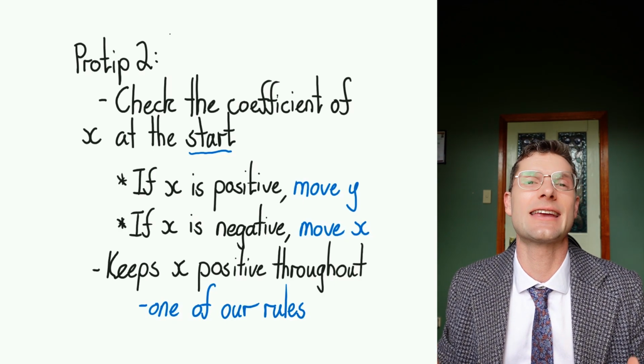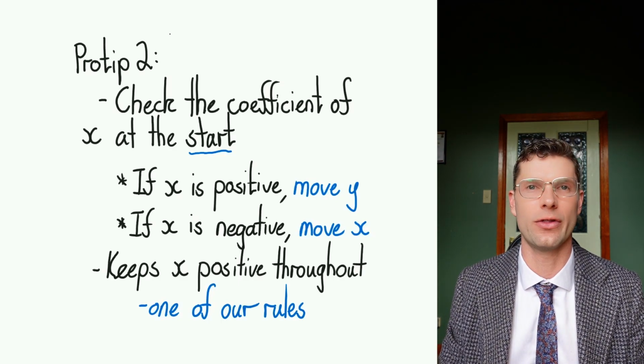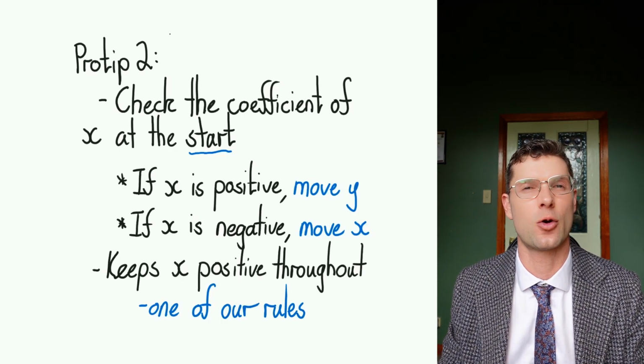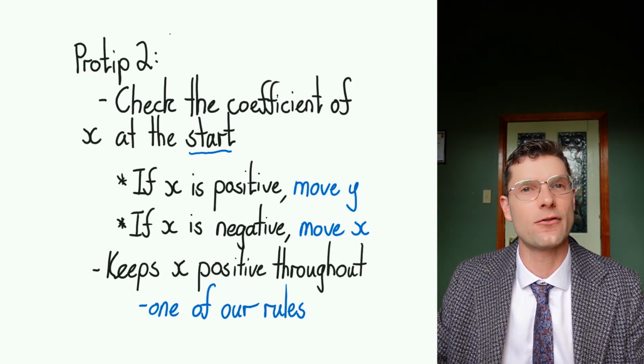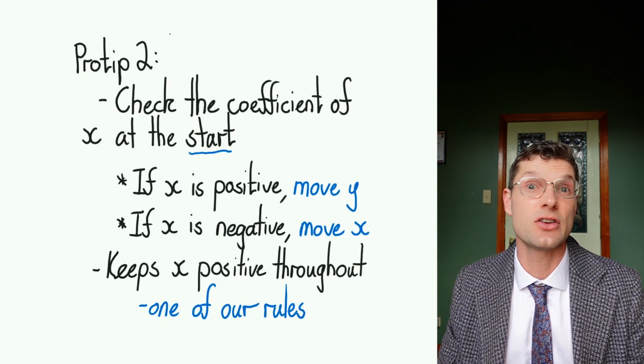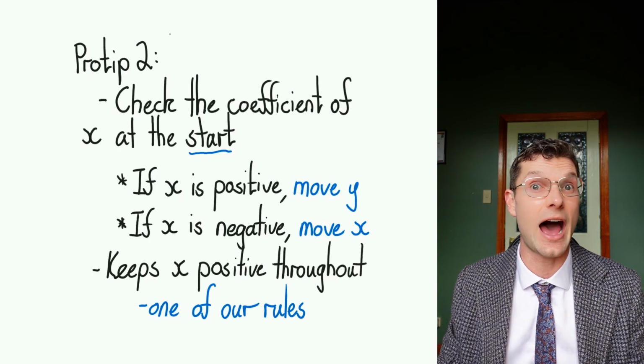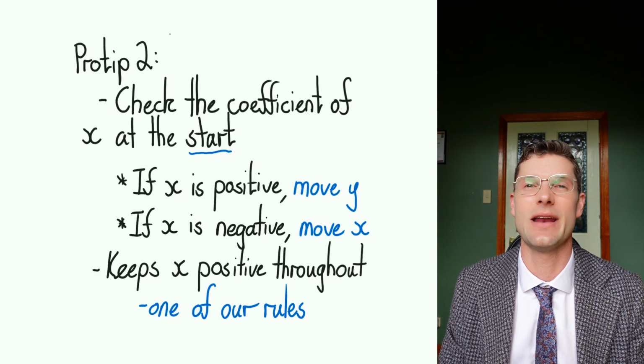The reason we do this is it keeps x positive throughout the whole thing. I've seen heaps of students get to the end of the question, have a negative x, and just change it to a positive, forgetting that they've got to multiply everything by -1. So this is just a really quick thing that you can do at the start of your question, just to make it a little bit easier for yourself.